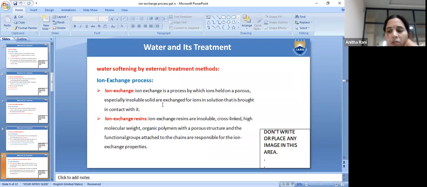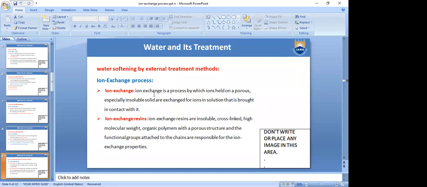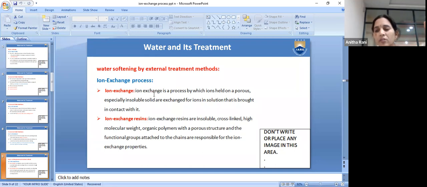Next, we are going to discuss the topic ion exchange process. In external treatment, we are discussing only one topic, the ion exchange process. So what is meant by ion exchange? Now tell me, students, what are the cations present in hard water? Calcium and magnesium. What are the anions present in hard water? Chlorides and sulfates. Remember this: cations are Ca2+ and Mg2+, anions are chlorides and sulfates.